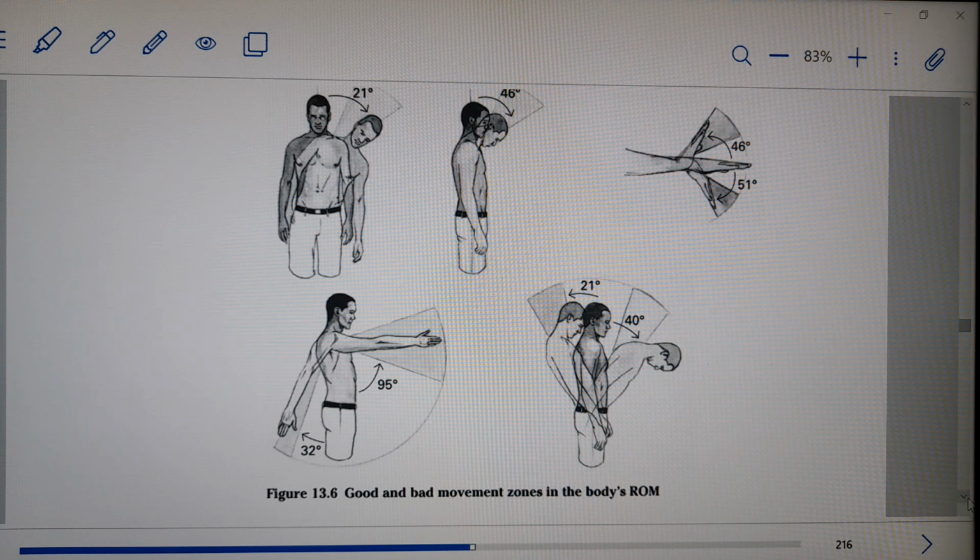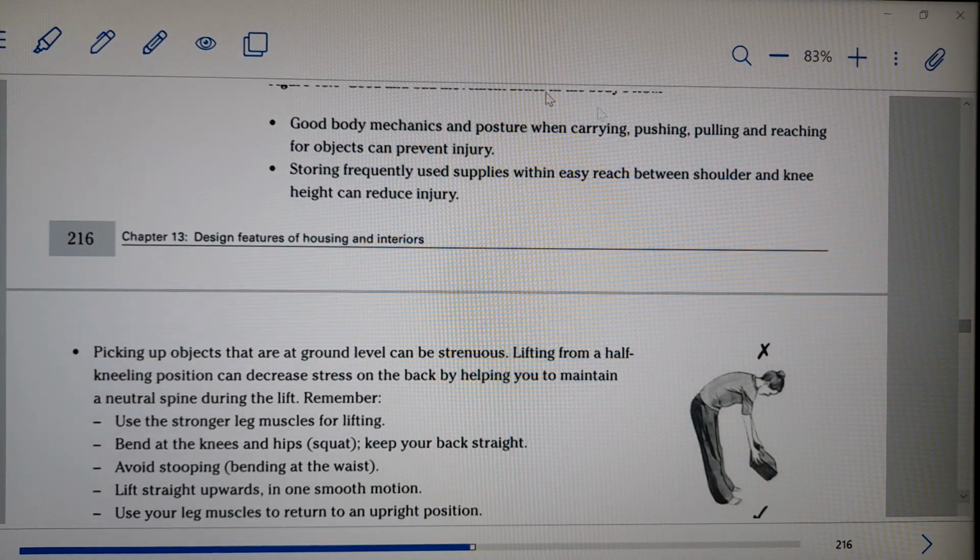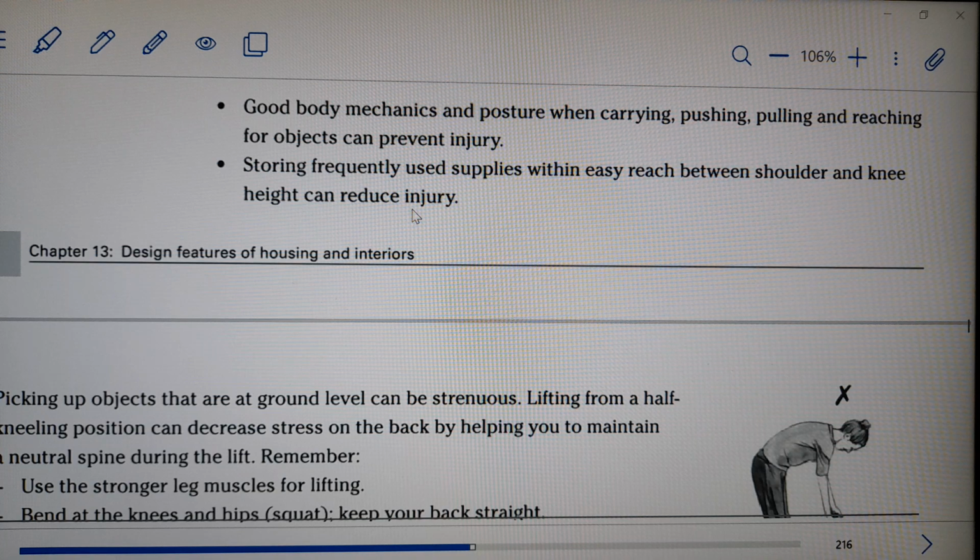Now let's look at the bottom part. Good body mechanics and posture when carrying, pushing, pulling, and reaching up for objects can prevent injury. Storing frequently used supplies within easy reach between shoulder and knee height can also reduce injury.